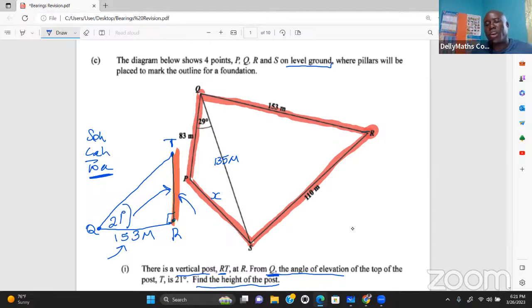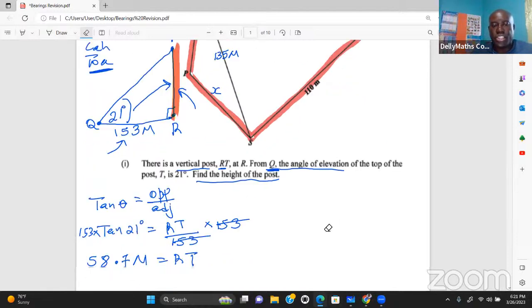So as you could see, we're going to be utilizing what we know now, right? Because I have an angle 29, which is between 83 and 135. So the cosine rule is what I'm going to be using now to help me to find PS, and then I add everything up. So we are in search of PS.